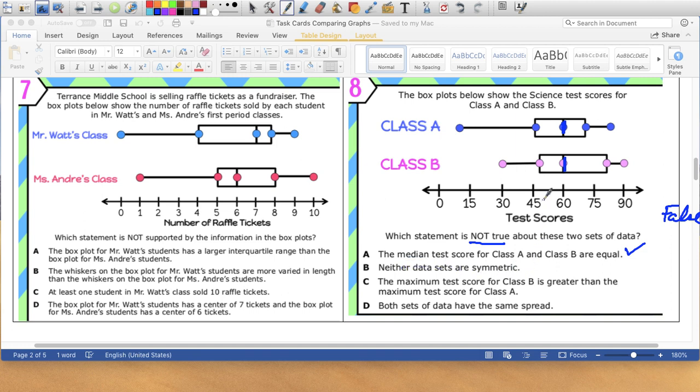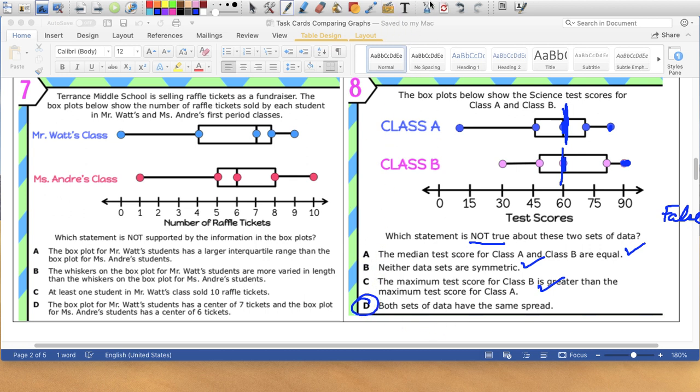Neither data set is symmetric. If you cut this in half, is this the same as this side? No. If you cut this in half, is this the same as this side? So this is saying class A is not symmetric, class B is not symmetric. So that's true. The maximum test score for class B is 90. What's the maximum test score for class A? About 80. Is 90 bigger than 80? Yes, so that's true. So the only one that it can be is D.